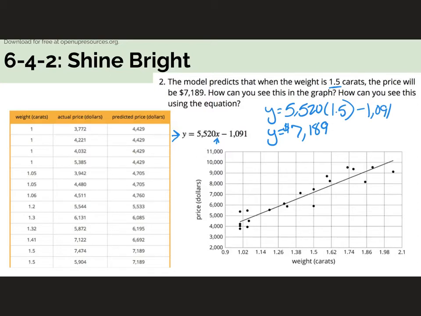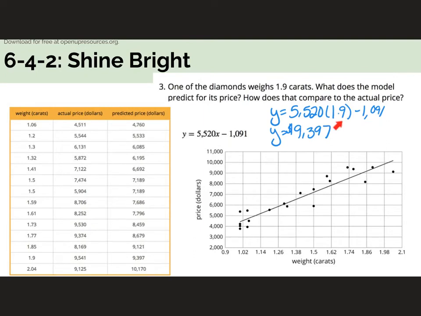And how do we see that on the graph? Well, now we're looking for the line. So at 1.5 for weight, we're looking at what would the line tell us it would be. We can see it's a little over 7,000. We get the more exact price using the equation.